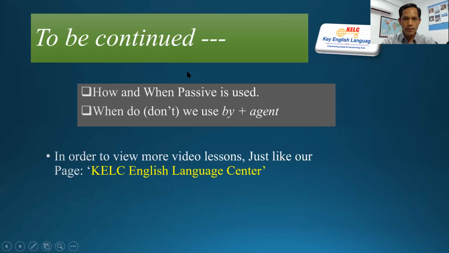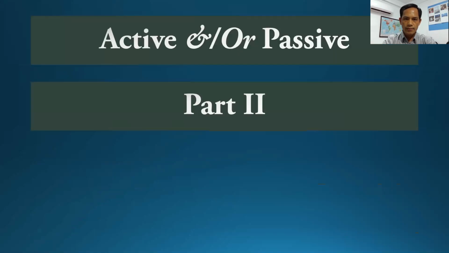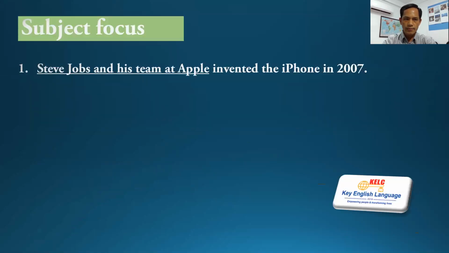So last time we already looked at the active form and the passive forms. And then this is the last slide. You can see here, in the passive form or the active form, the focus is different. If you look at this sentence example, Steve Jobs and his team at Apple invented the iPhone in 2007. We focus on the subject. The subject here is Steve Jobs and his team at Apple.